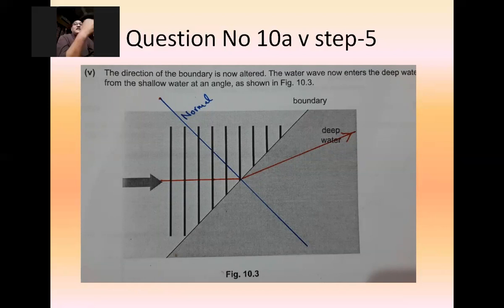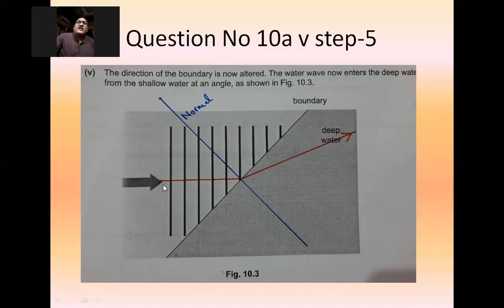That is the rule of the waves, whether they are light waves, sound waves, or water waves. If they move from one medium into another medium and their speed increases, they will bend away from the normal. And if their speed decreases, they will bend towards the normal. But here, the water waves' speed will increase, so they will bend away from the normal.